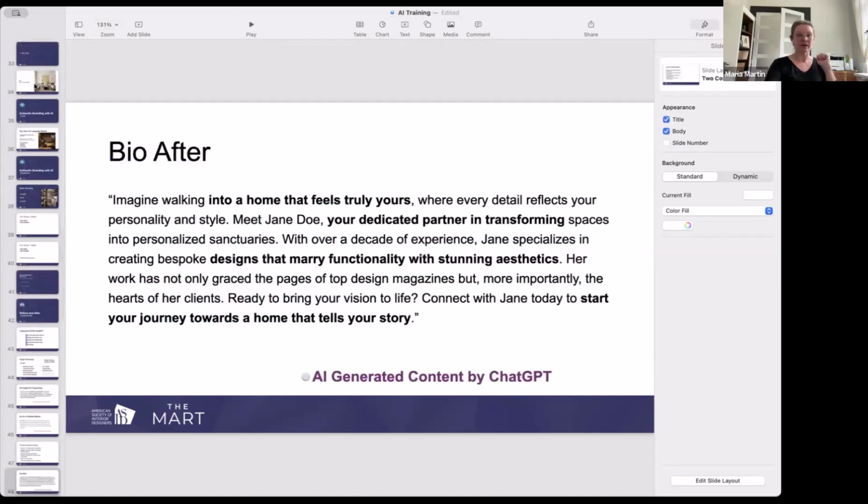So what would that look like? In this one, the bio, the same exact bio after, is written from the perspective of the reader versus me, me, me, me. It's written, imagine you walking into your home, right? So it's already structured to talk to the person that you wanted it to talk to. It's written in more of your language, your style, and it does a complete and total action and says, connect with us today to start that journey towards your home that tells your story.